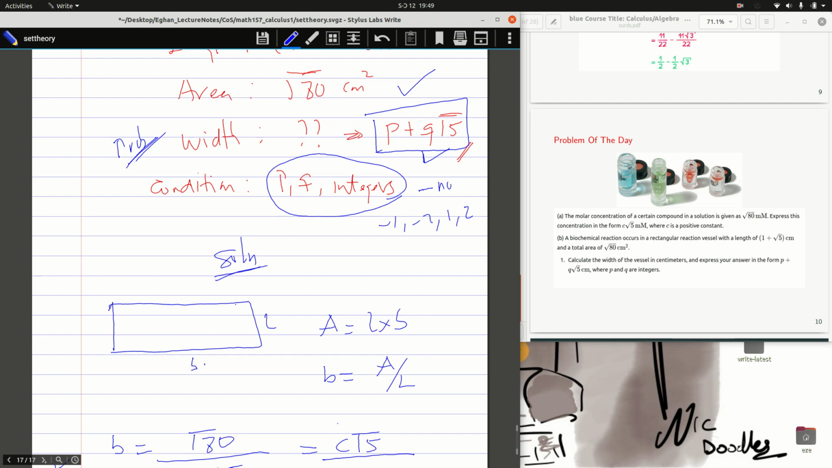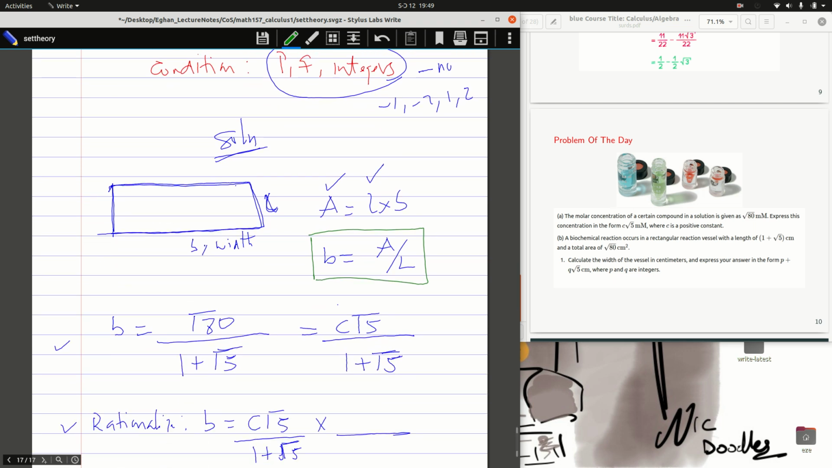First, I want to draw my rectangular shape. If you don't know what a rectangular shape looks like, this is what I have. To find the area of a rectangular shape, it is the length times breadth, or the width. But A is given, L is given. So to find B, by change of subject, let me use green, I can find B in this form by change of subject. And that is all I have to do.